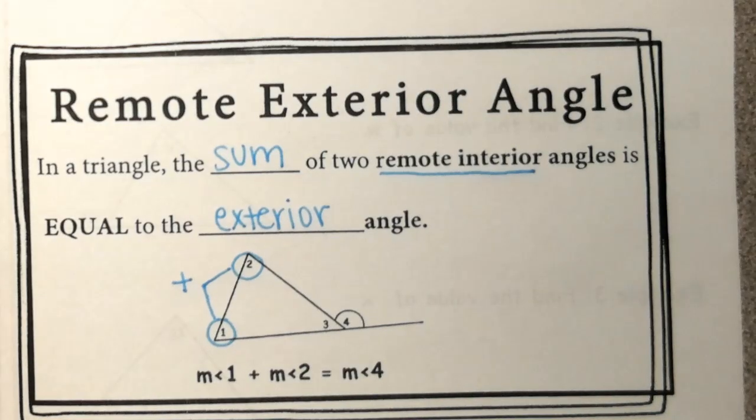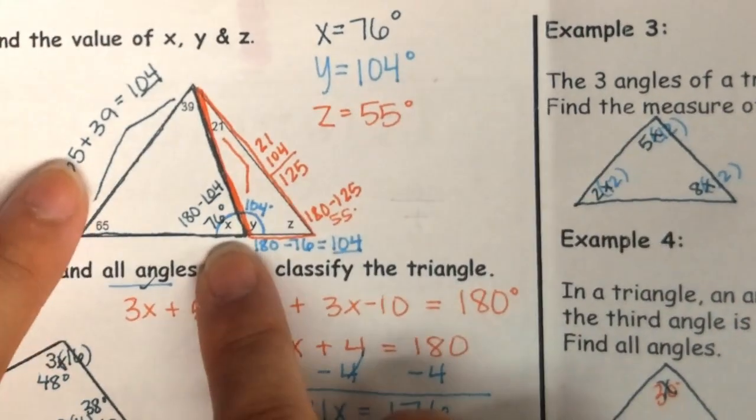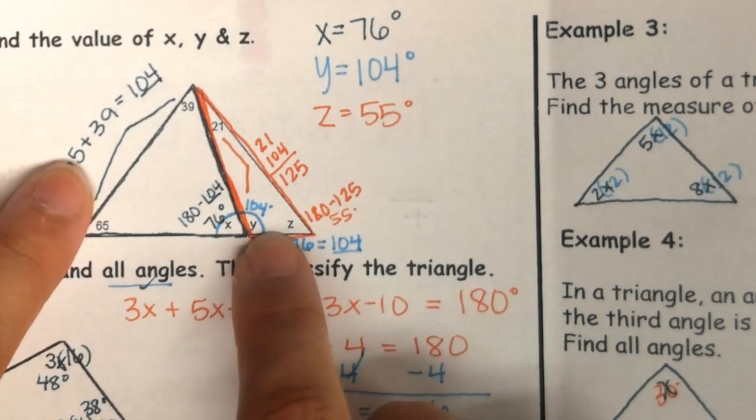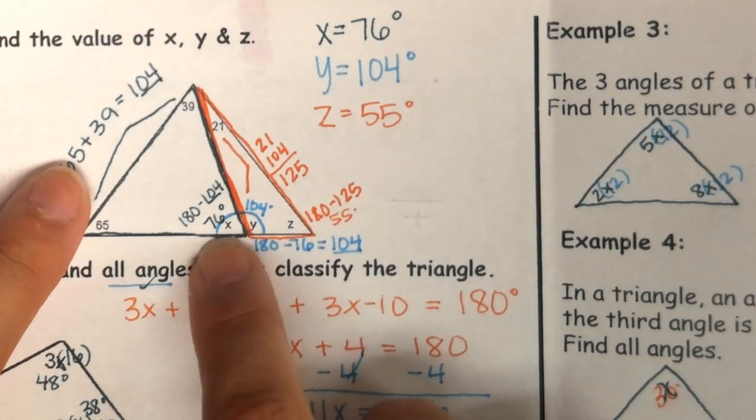Open up your notes. Do y'all see right here earlier? Remember how we were looking for y? Yeah. And we subtracted from 180? Yeah. But what could we have done?